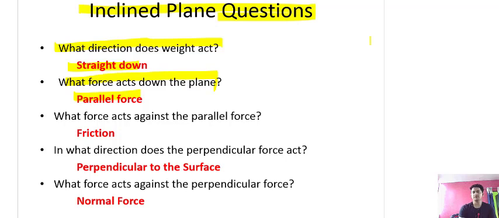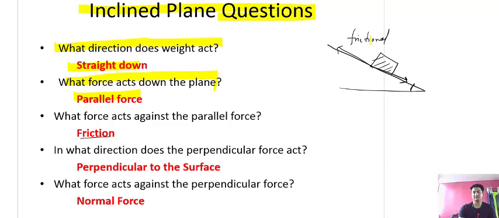If the object starts moving, suppose this is the inclined surface and this is the object on this surface. When this parallel force acts, if the object is moving here, the opposite force acting will be the frictional force. So what force acts against the parallel force? That is the friction force.